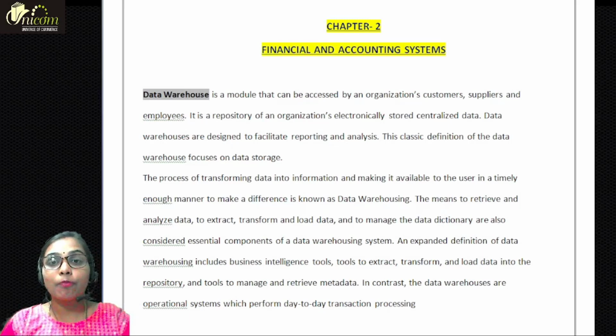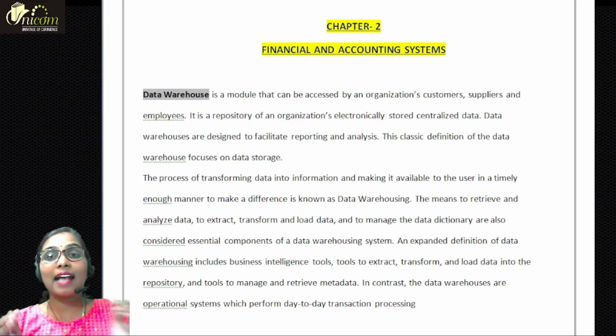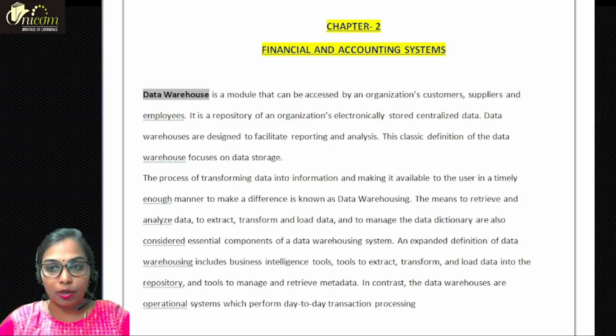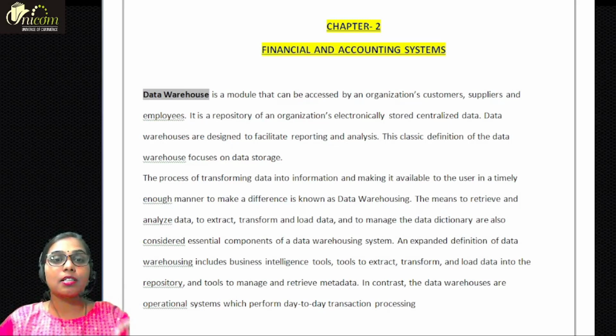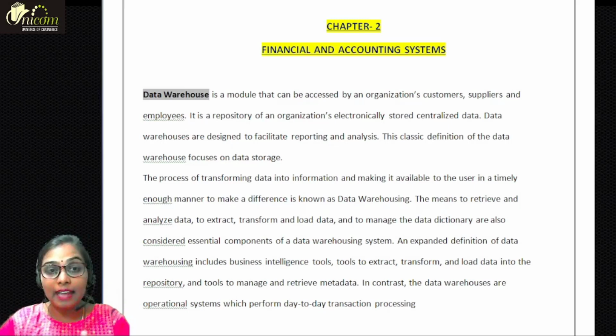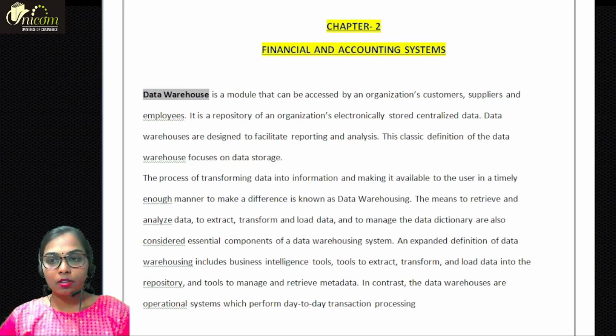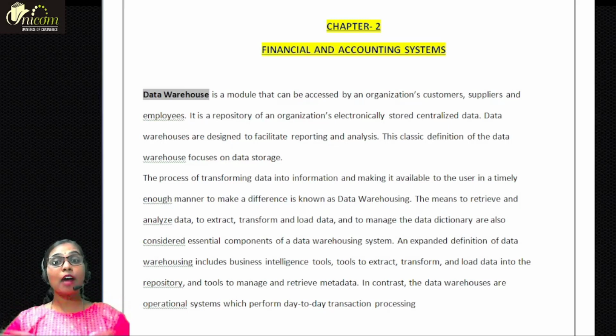ओके, जब ये सब स्मॉल फैक्ट्स और डेटा जब मिलके एक ही पास रहता है एज अ स्टोर, दैट इज कॉल्ड डेटा वेयर हाउस. ओके, fine. So this process of transforming the data into information and making it available to the user whenever required is known as data warehousing. Okay, so data warehousing means what?